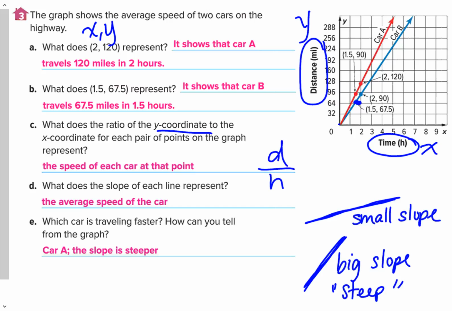So here they both start at 0, 0, but who has a bigger angle or who has a bigger steepness? And that's car A. So car A goes faster because the slope is steeper.